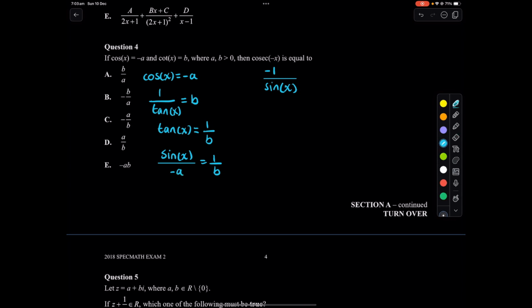So we can rub that out. Negative a, and then we can find sine of x. Now putting this into this expression, negative 1 over negative a over b, so it would just become b over a. Well, the negatives cancel out. Is that right? Negative 1, yep, and b over a.